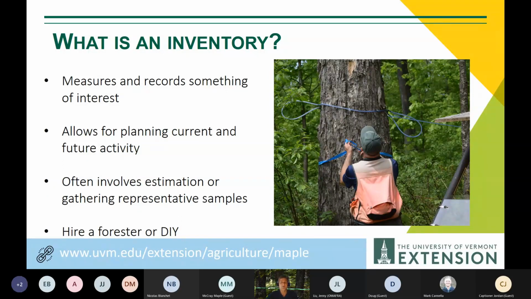Along those lines, you can certainly do what we're talking about tonight yourself, a little DIY inventory. You could also hire a professional forester, and much like putting the siding on a house or doing some concrete work, you could probably do it yourself. Sometimes it might take more time and more money than you thought, and hiring a professional is often well worth the money. So consider a professional forester who's trained in this type of work.